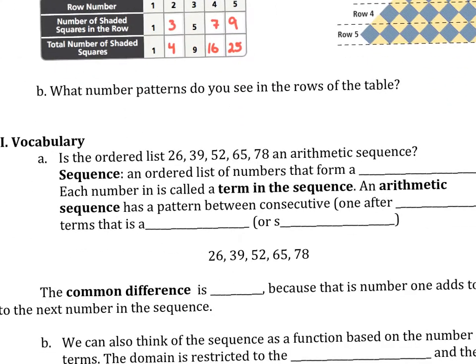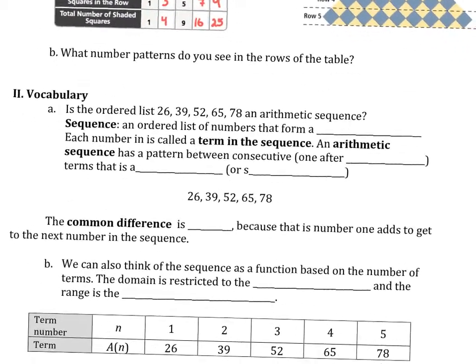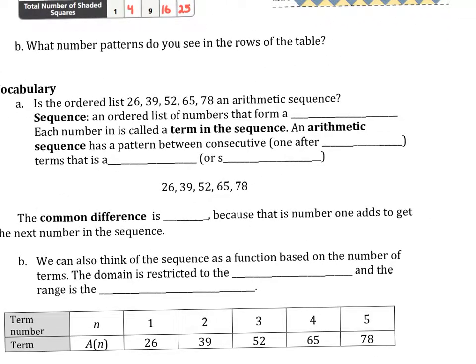All right, so let's use some vocabulary today and get you into arithmetic sequences. Is the ordered list 26, 39, 52, 65, 78 an arithmetic sequence? But before we can know that, we have to know what a sequence is. So a sequence is an ordered list of numbers that form a pattern.